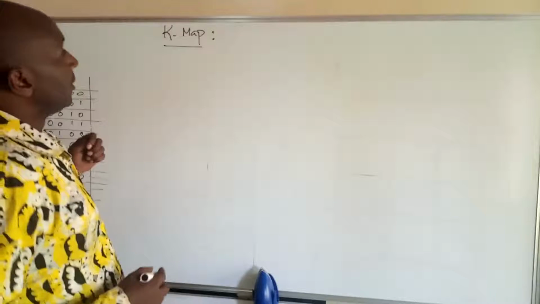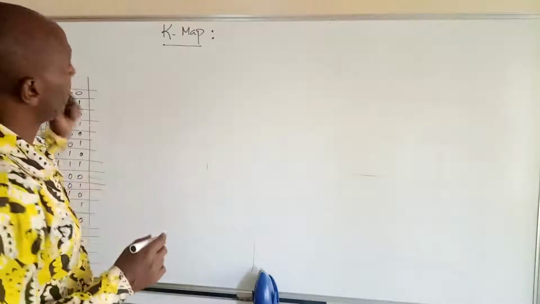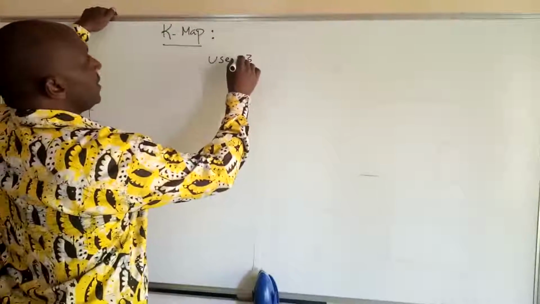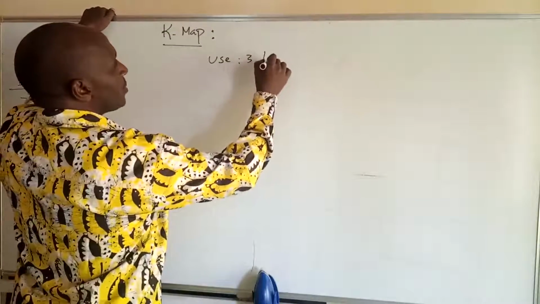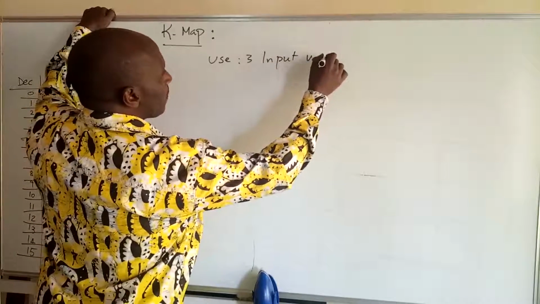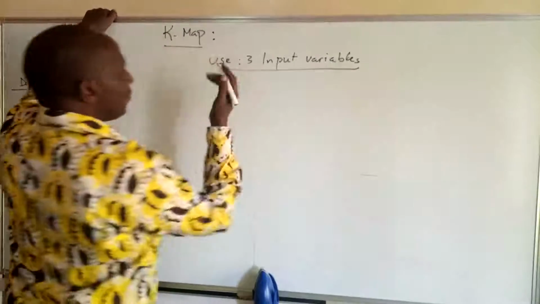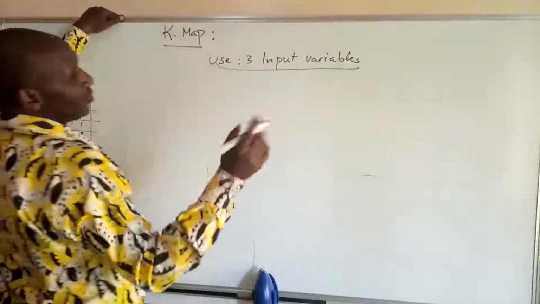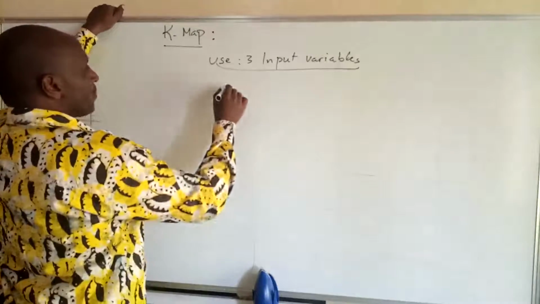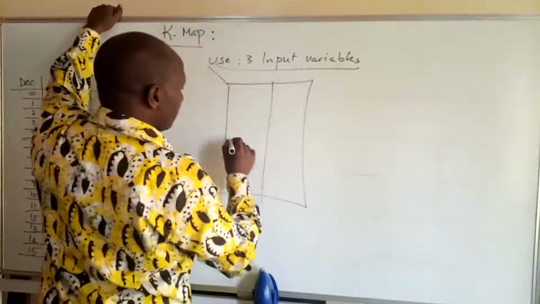Good. Another issue you have to know on the Karnaugh map. Let us use three input variables. If you do it on 3 inputs, you can do it on 4 inputs. Let us draw the map.